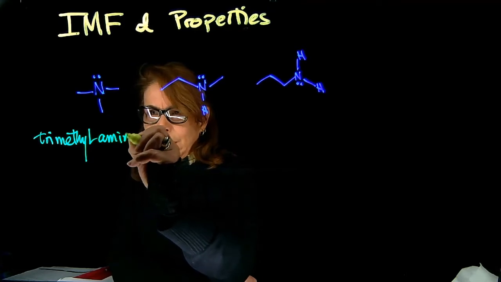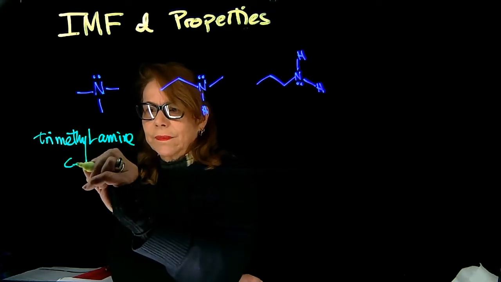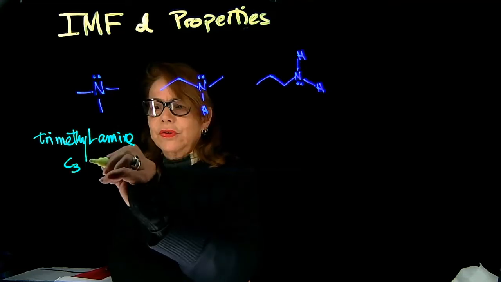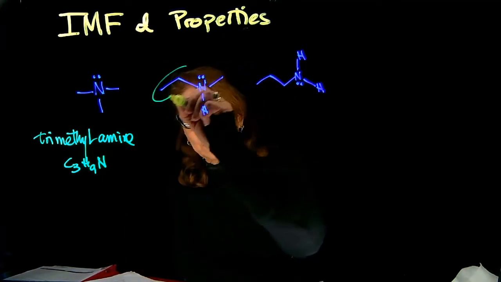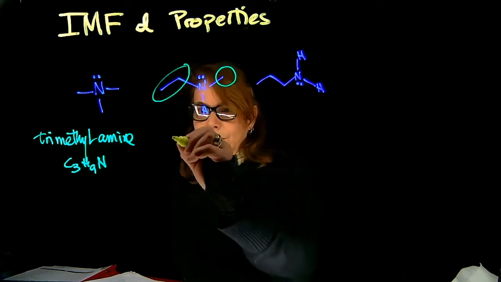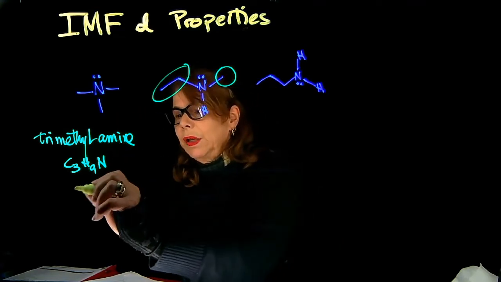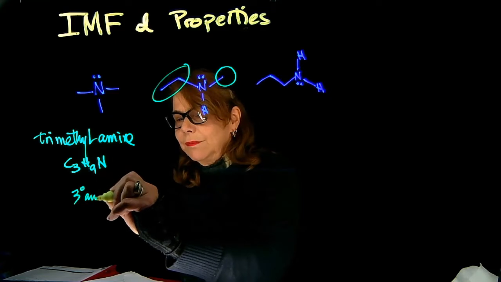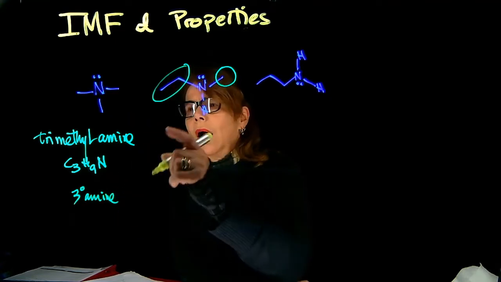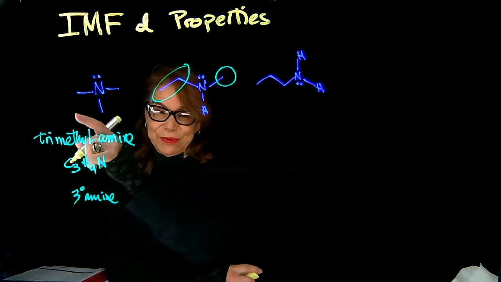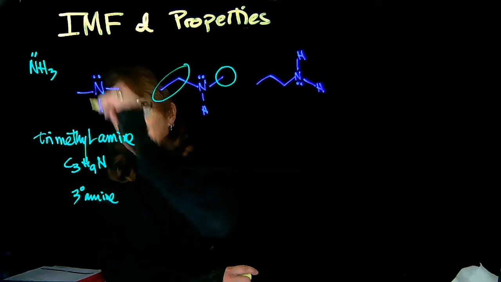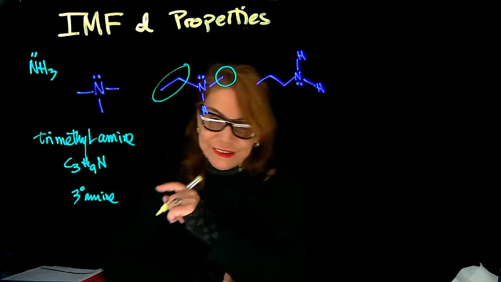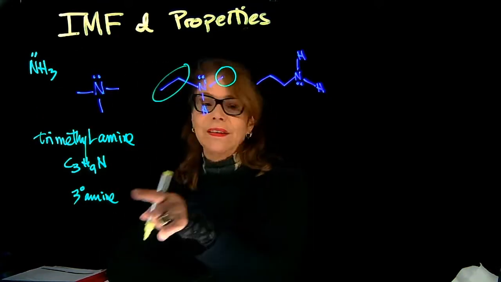Trimethylamine has 3 carbons, 9 hydrogens, and 1 nitrogen. This is a tertiary amine. To know that, we see how many of the H's in ammonia we have replaced. This is ammonia. Here you have replaced all 3 H's by methyl groups. So that's a tertiary amine.